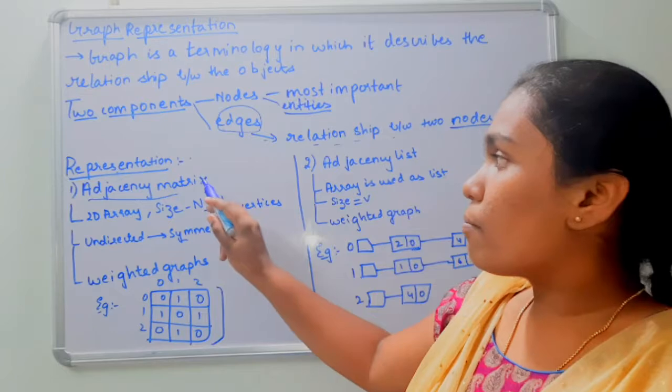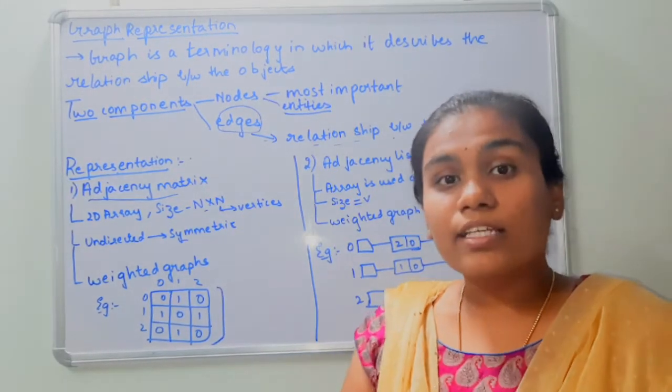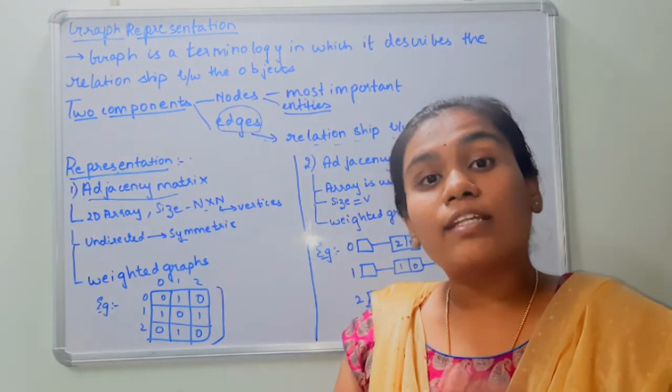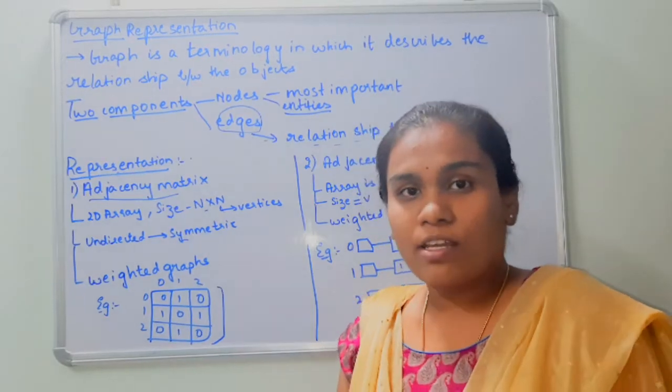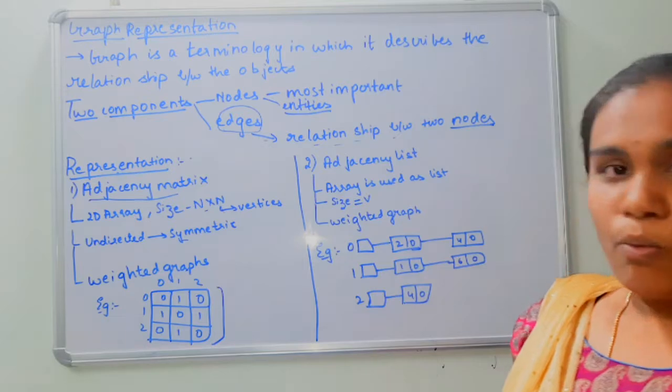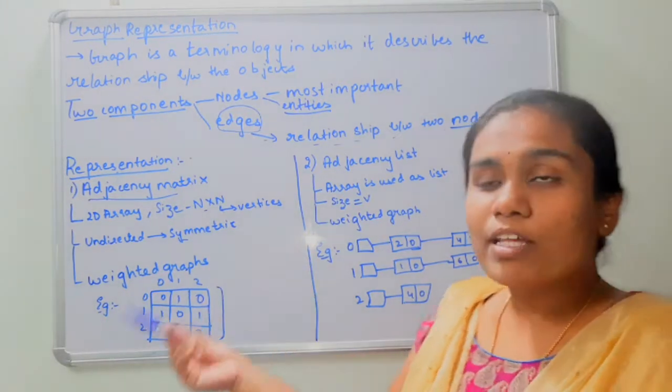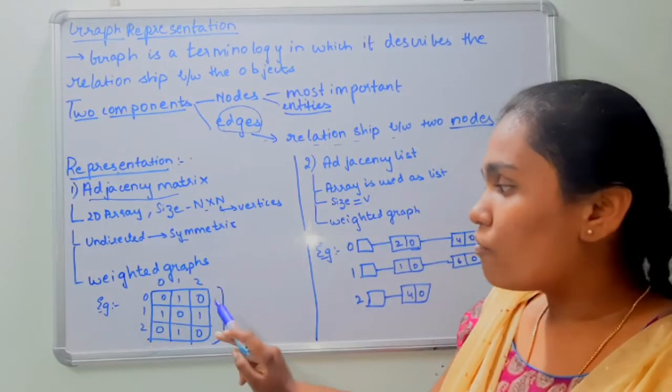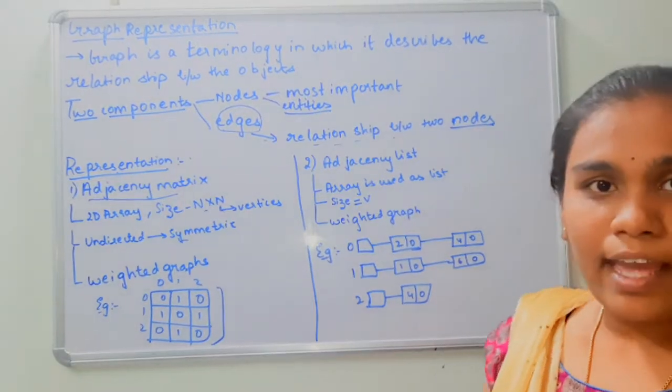How do we represent the adjacency matrix? Adjacency matrix is used for the representation of weighted graphs. As this is represented in a 2D array, the example of this adjacency matrix will be like this.